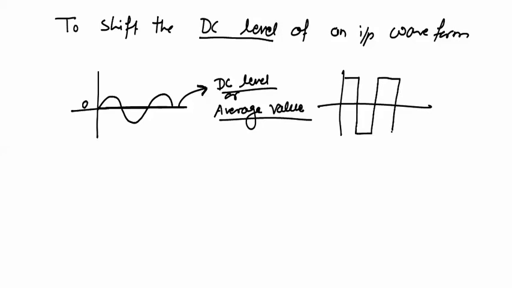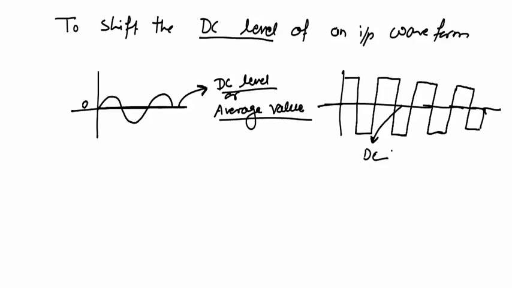These types of waves which are symmetrical about this horizontal axis and which are periodic, these kinds of waveforms have their DC level equal to the reference about which it oscillates. So this is the DC level, and clearly it is seen that this DC level is equal to 0, or average value equal to 0.